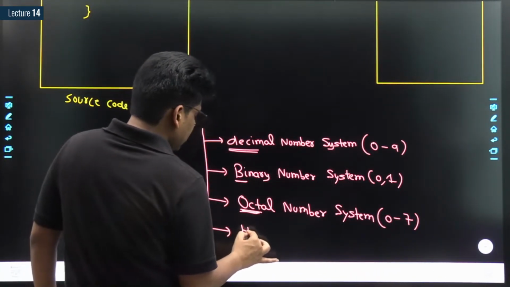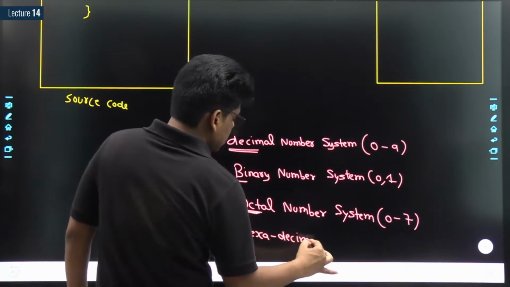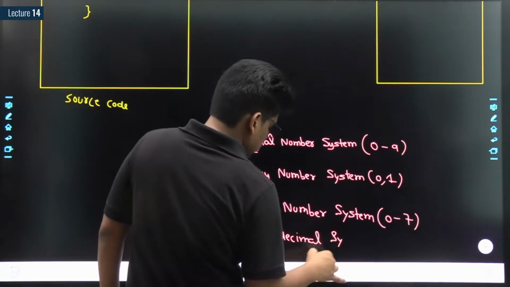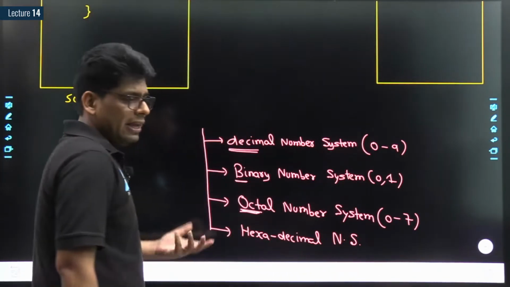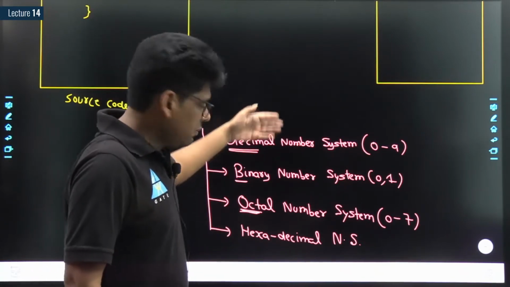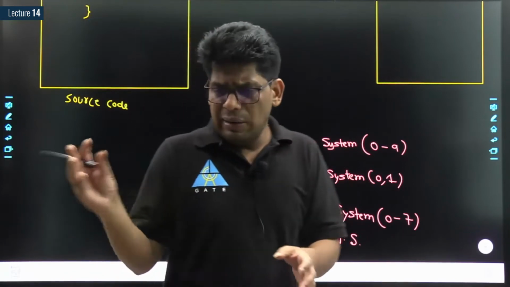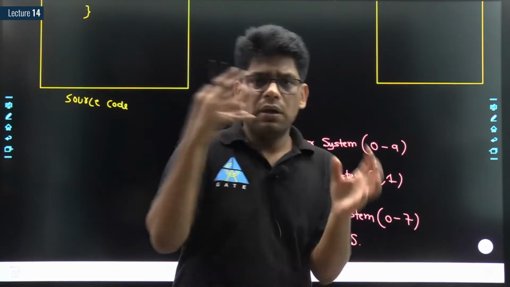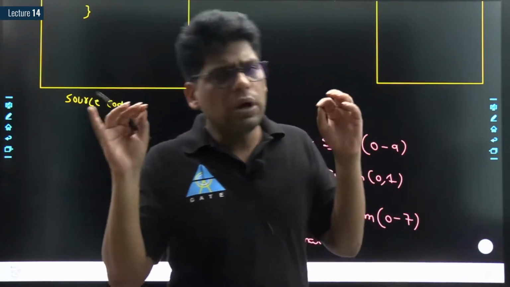Similarly, we have the hexadecimal number system. I will discuss all of them in coming videos. So we can have conversion from one number system to another number system because this is mathematics and we know it very well. A number is converted into a number. No confusion at all.